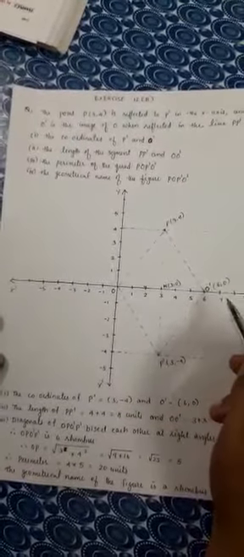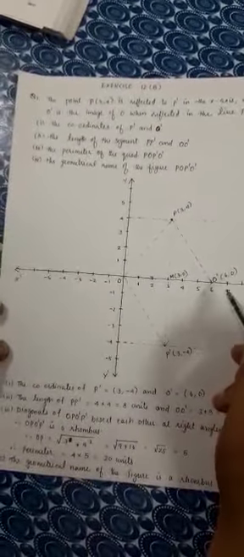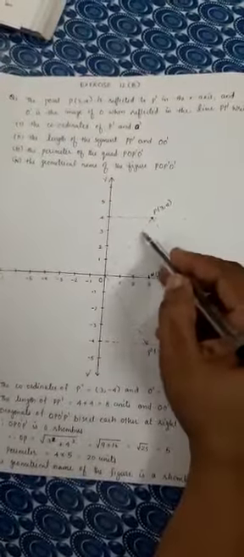Next, the perimeter of the quadrilateral P dash O dash. You know the figure is a rhombus and its perimeter means sum of all its sides.